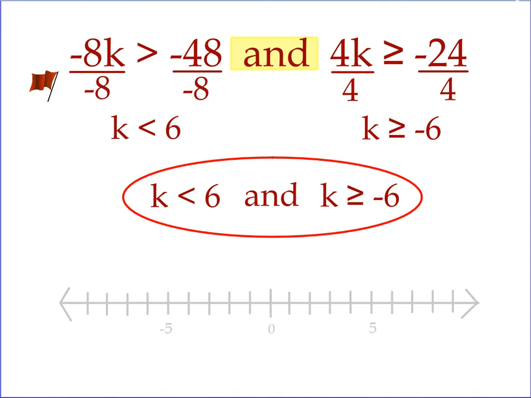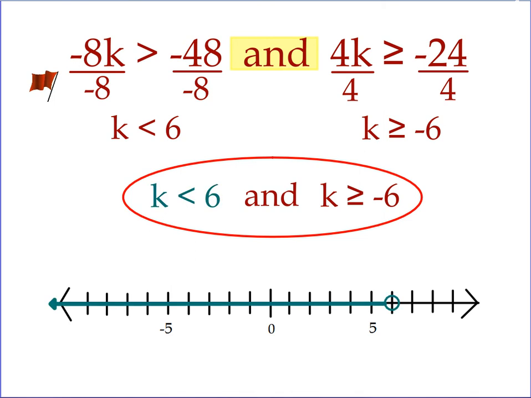And now on to our graph. I'm first going to graph k is less than 6. Then separately, I'm going to graph k is greater than or equal to negative 6. Since we have the word and involved, and means intersection, we just want the portion of our number line where the two inequalities overlap. Here's our solution.